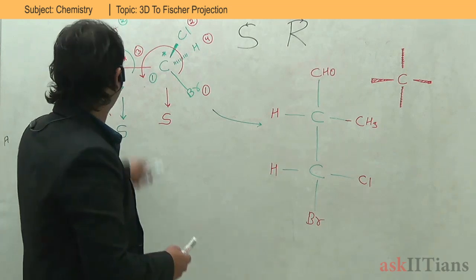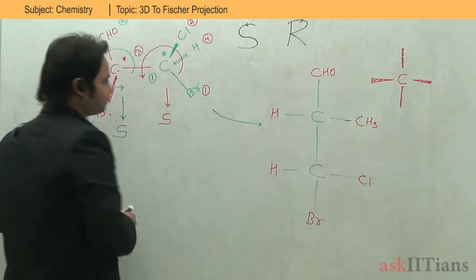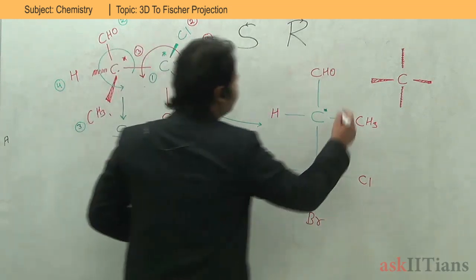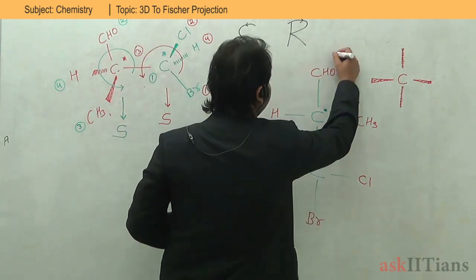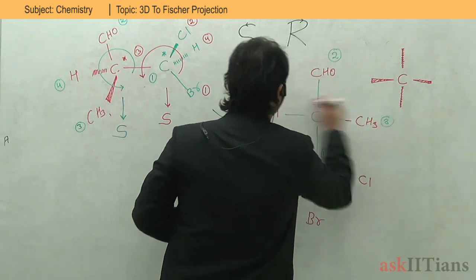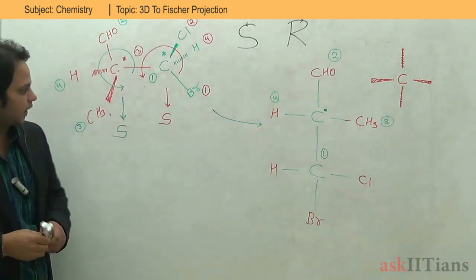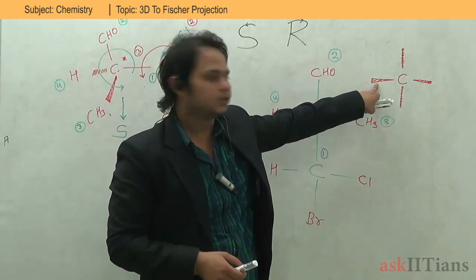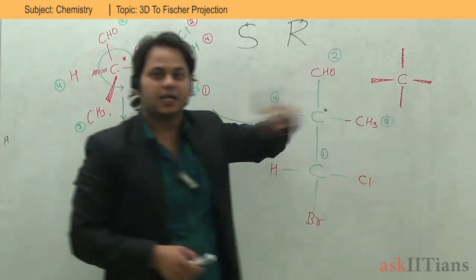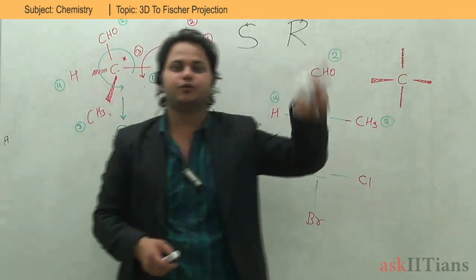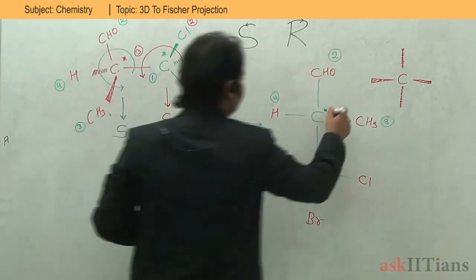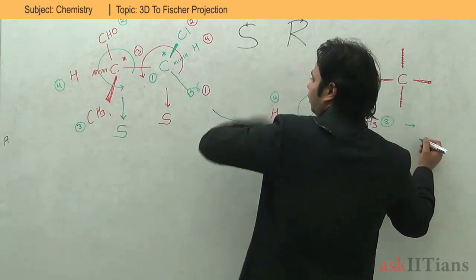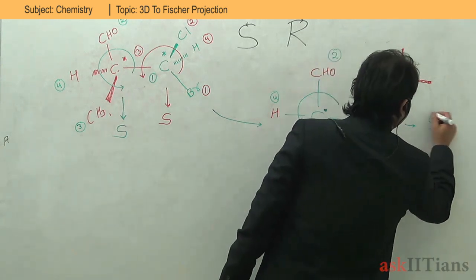Now let's take care of the R and S configuration. For this particular carbon, I'm having first position over here, second for this one, third for this one, and fourth for this one, right? Now according to this, 4 is on the wedge position. If 4th is on the wedge position, you have to take the rotation from 3 to 2 to 1. That gives you anti-clockwise. If it is anti-clockwise, that means it gives you S.